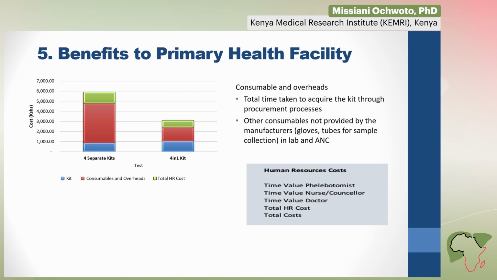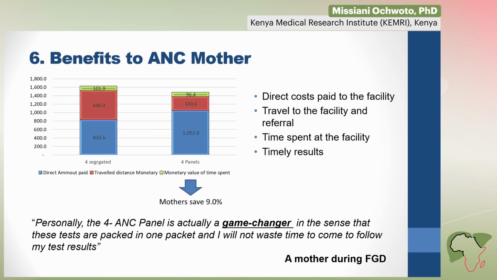Why? This test uses only one finger prick, and that helps in terms of the overhead: gloves, tubes for collection of the samples and all that. In procurement also, the process of procurement, it brings it down. Only one person is doing this test, and therefore it also minimizes on the human resource. That, if it is accounted for, it is 47.4%. That is saved for the health facility.